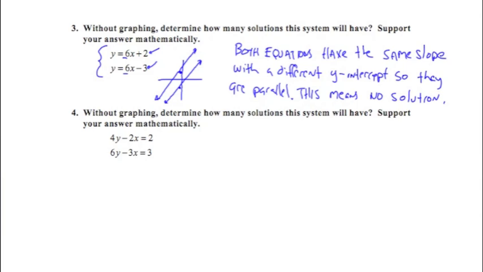Okay, let's take a look at question 4 now. Here we have our equation. It's not in slope-intercept form, so that's going to make it a little bit harder to figure out what's going on. So let's go ahead and manipulate this thing so we get it in slope-intercept form. So let's take this first one, 4y minus 2x equals 2. Let's get that in slope-intercept form. So I would add 2x, 4y equals 2x plus 2. Divide everything by 4. So I have y equals 2/4. When I simplify, that would be 1/2 x, and then that was a positive 2 divided by 4, so plus 1/2.